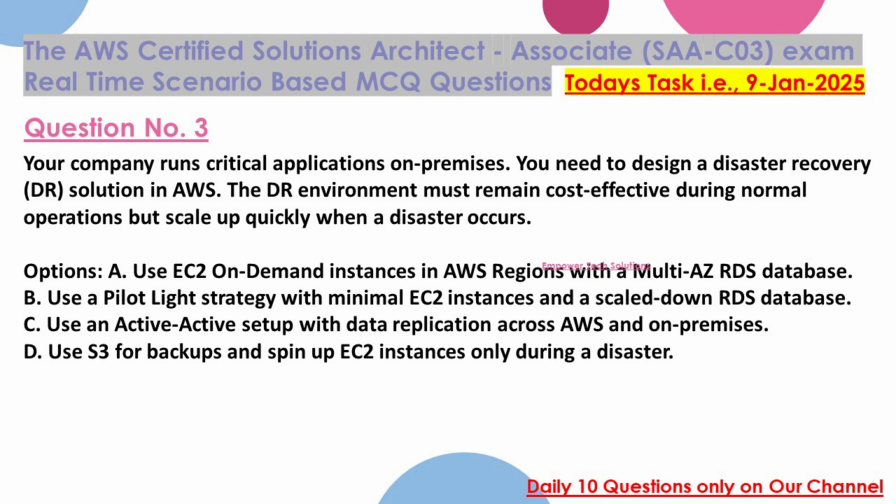Options: A. Use EC2 on-demand instances in AWS regions with a multi-AZ RDS database. B. Use a pilot-light strategy with minimal EC2 instances and a scaled-down RDS database. C. Use an active-active setup with data replication across AWS and on-premises. D. Use S3 for backups and spin up EC2 instances only during a disaster.